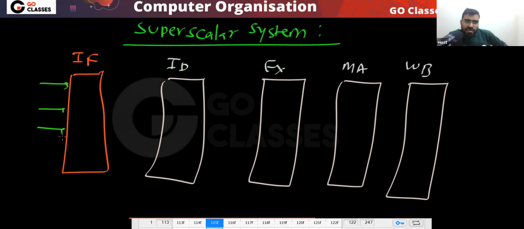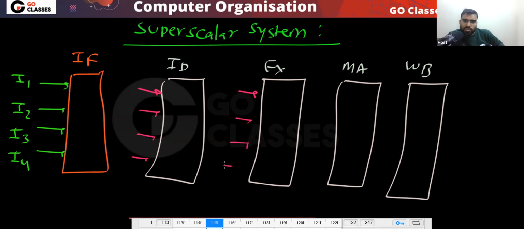Many instructions you can fetch simultaneously, like 4 instructions fetched together. In the same cycle, 4 instructions are decoding, 4 instructions are using the ALU, and 4 instructions are using data memory, and so on. This type of system is called a super-scalar system. Now, what happens in these systems is something interesting.